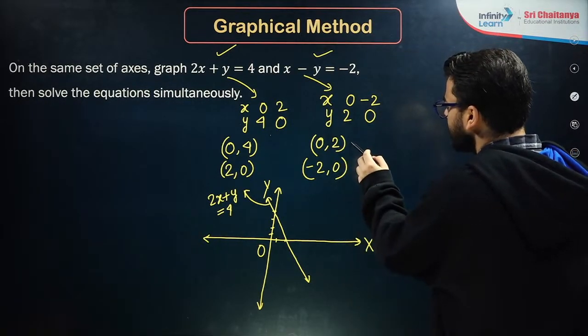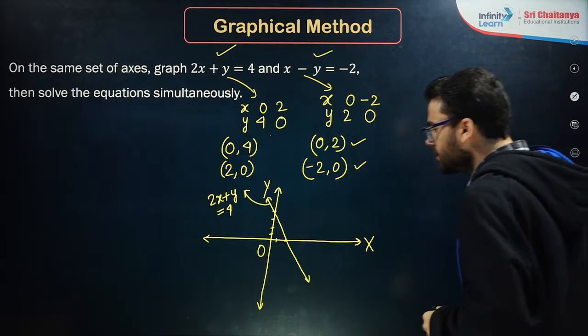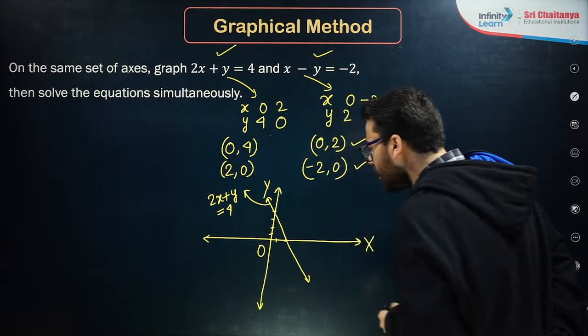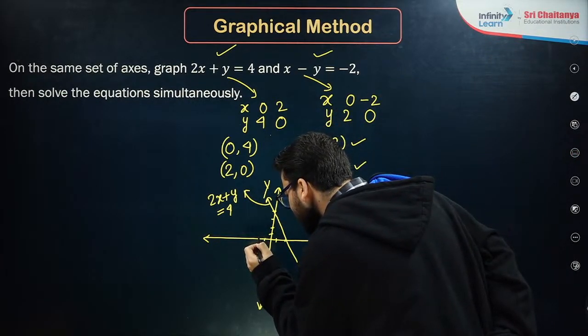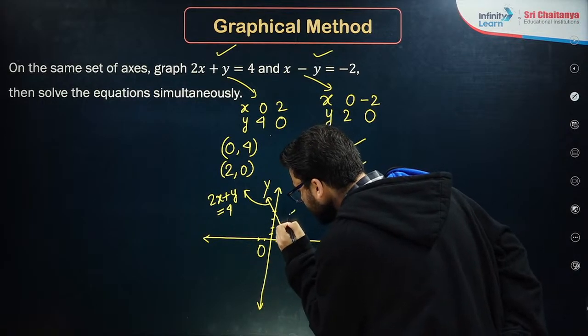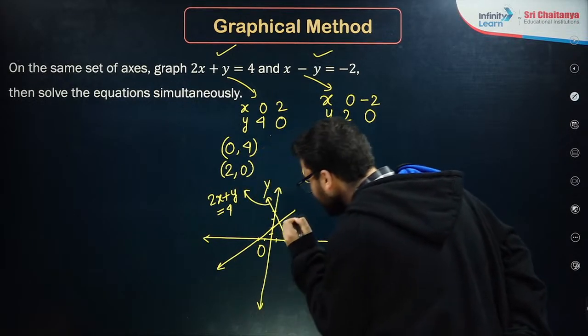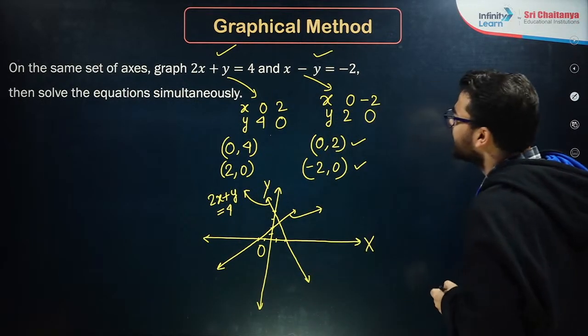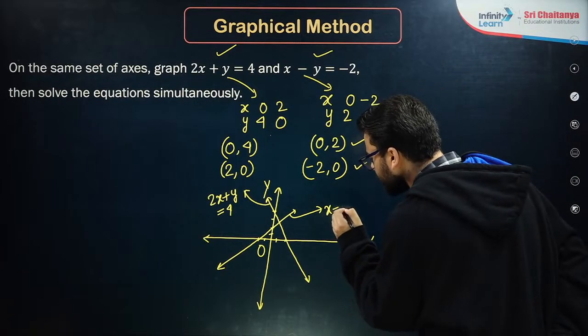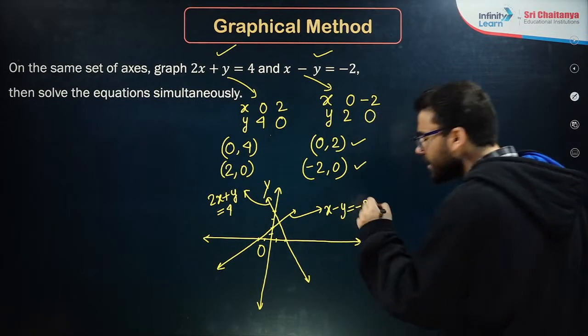So you see this is 0, 2 and minus 2, 0. So 0, 2 is somewhere over here and minus 2, 0 will be somewhere over here. So just join these 2 points. This is the graph of which equation, guys? This is the graph of x minus y is equal to minus 2. Is that clear up till here?